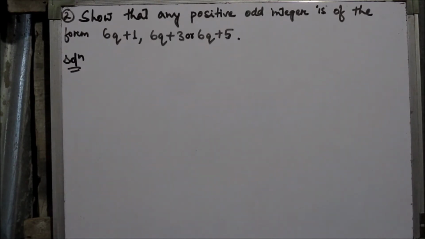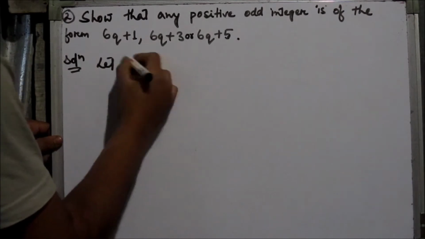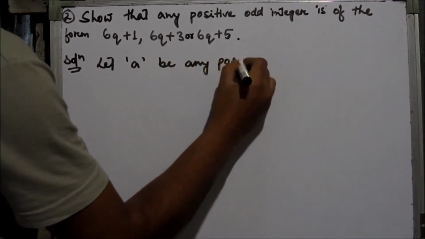Today we will be doing question number 2 from exercise 1.1 of NCERT Mathematics class 10. The question is, show that any positive odd integer is of the form 6q plus 1, 6q plus 3 or 6q plus 5. So let us consider any positive integer. Let a be any positive integer.